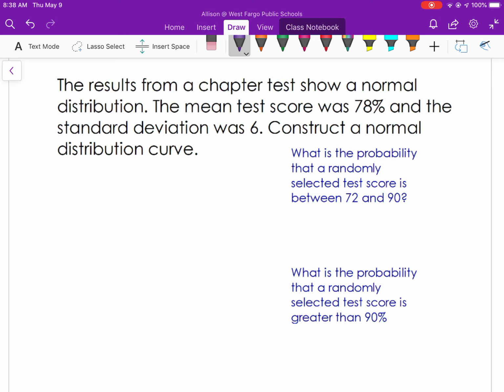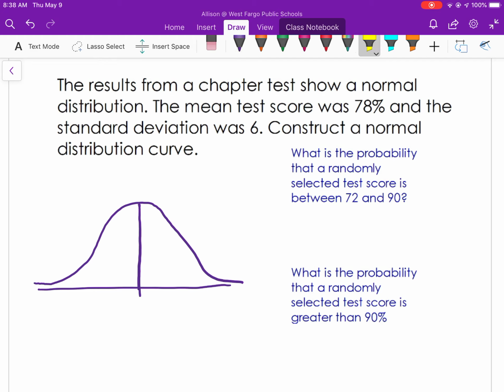So the first thing I'm going to do is draw a normal distribution curve. I'm going to try to draw it so it starts out low, peaks, and then comes back down. Just drawing a curve as symmetrical as I can, with the mean in the middle. The mean test score was 78%, so that 78% goes right here in the middle.